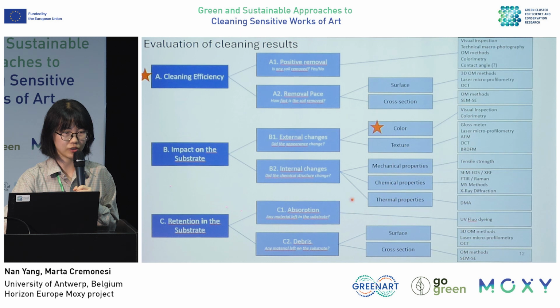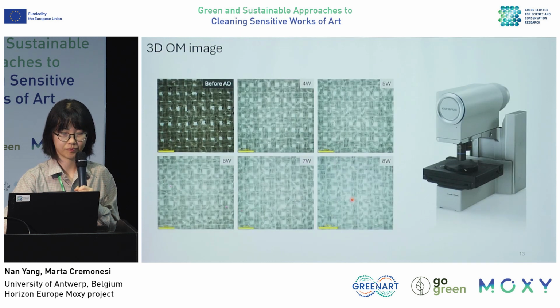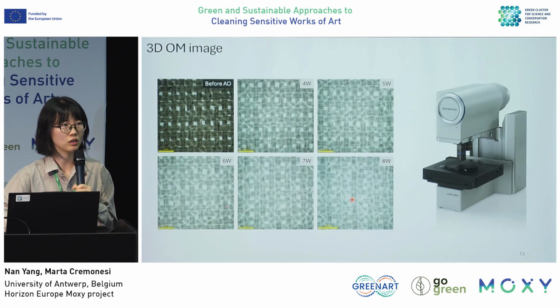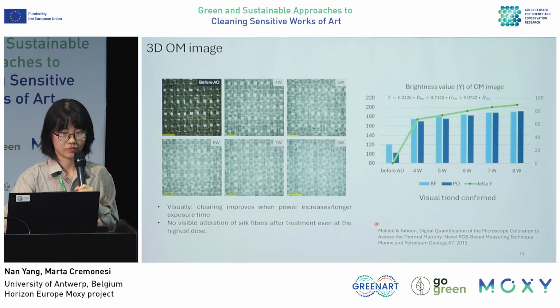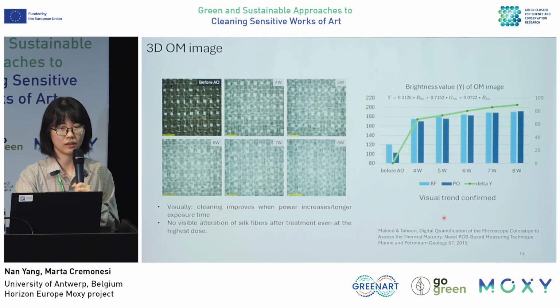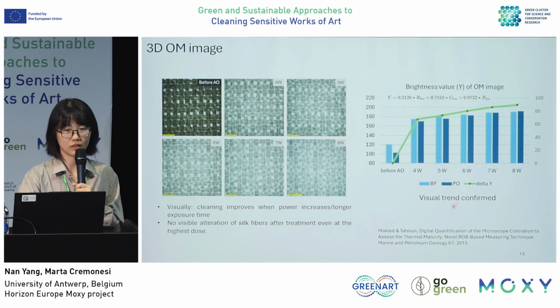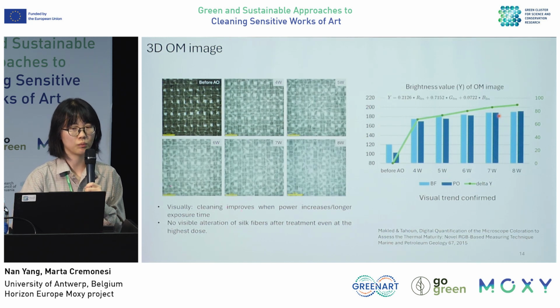So our first step is to use an optical microscope to make a visual analysis before and after cleaning, and also at different powers. With ImageJ, we can get a brightness value of this optical microscope image to see how the brightness changed. Because with the soot contaminant, we can say the darkness or brightness is determined by the amount of soot that remains on the sample.